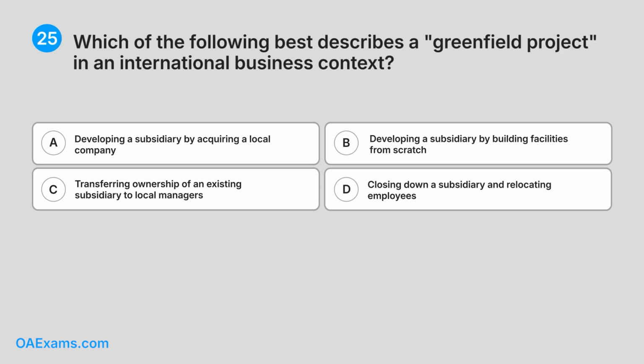25. Which of the following best describes a greenfield project in an international business context? A. Developing a subsidiary by acquiring a local company. B. Developing a subsidiary by building facilities from scratch. C. Transferring ownership of an existing subsidiary to local managers. D. Closing down a subsidiary and relocating employees. What do you think is the answer?